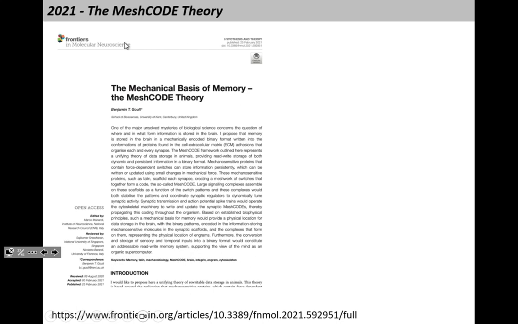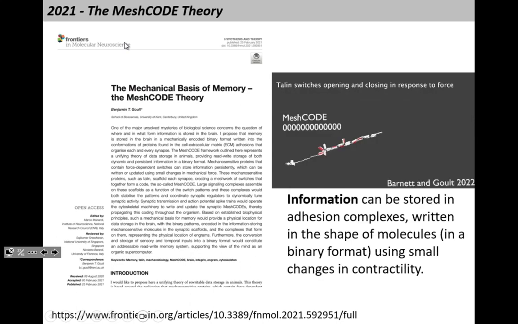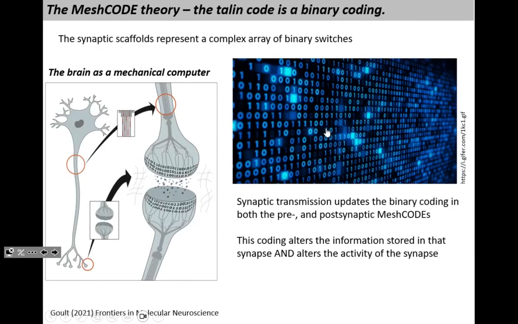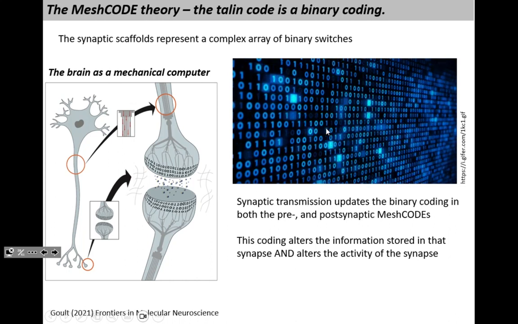This is to ask that idea, if these cells are in ordered environments, then the switch patterns, that binary string of information, you could use it to actually store information in these adhesion complexes, because you could write into these complexes in a binary format using small changes in contractility, as is shown in this video, and then that would change the signalling. So in that paper, it starts off just discussing this as a framework, and then it speculates about what this might actually mean.